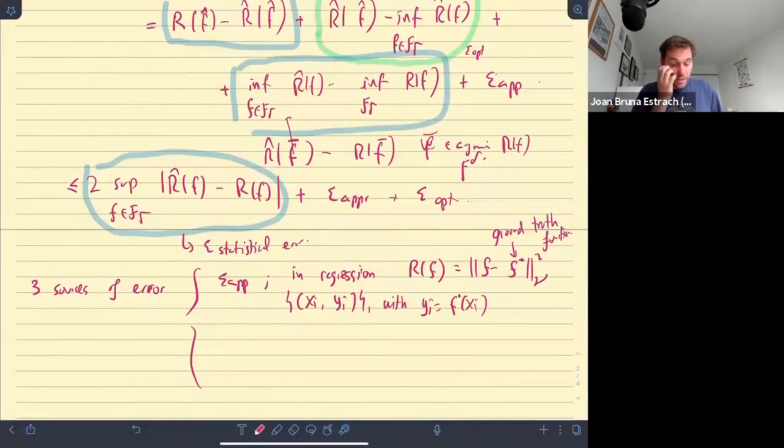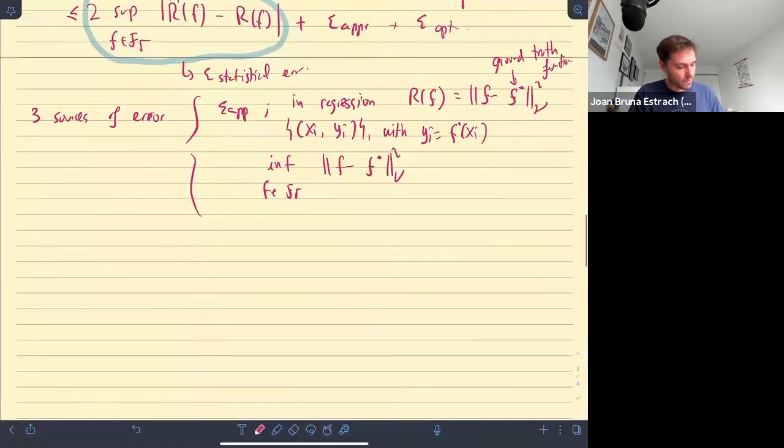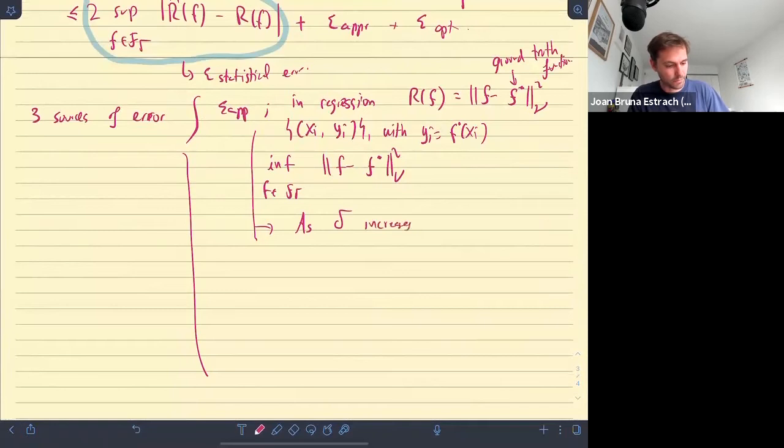So if you're in this setting, what does the approximation error look like? You want to understand how this error depends on delta, right? Okay, so that's the approximation error. So there's one obvious conclusion that we can take: as delta increases, the approximation error decreases. Okay, because you are looking for the best fit over a larger space.